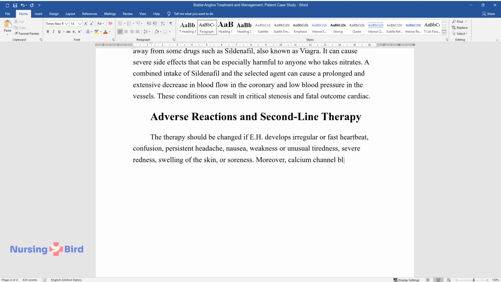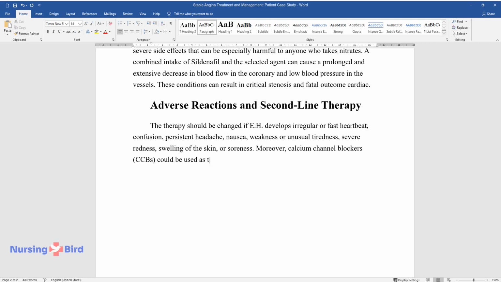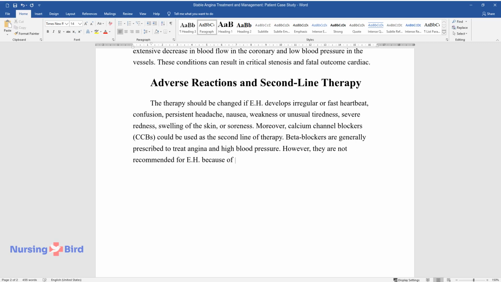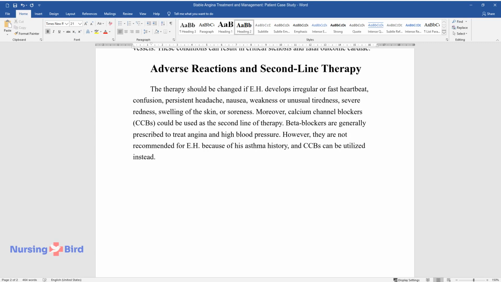Moreover, calcium channel blockers, CCBs, could be used as the second line of therapy. Beta blockers are generally prescribed to treat angina and high blood pressure. However, they are not recommended for EH because of his asthma history, and CCBs can be utilized instead.